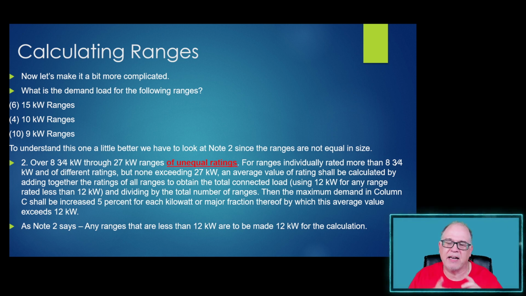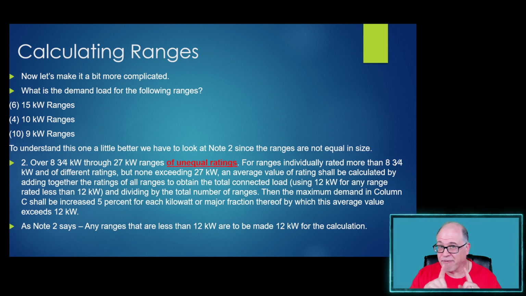But before we get into that, let's go look at the code, because I want to read it. I've got it here on the screen. I want you to go and look at note number 2 while I read this. It says over 8 3/4 kW through 27 kW ranges of unequal ratings. Yes, these are all unequal ratings. It says for ranges individually rated more than 8 3/4 kW and of different ratings, but none exceed 27 kW, an average value of ratings shall be calculated. Notice it says an average value.